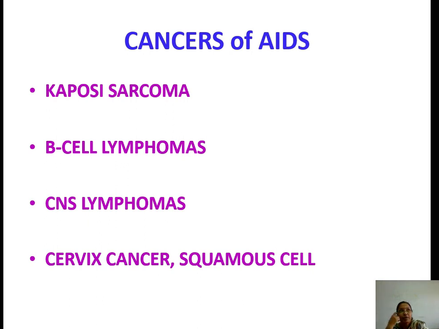Now in HIV patients, because of the immunodeficiency, there are opportunistic infections, and certain viruses will cause neoplasms in the AIDS patients. Kaposi sarcoma is caused by HHV8, human herpes virus 8. CNS lymphoma is caused by the same virus. Now B-cell lymphomas are caused by the Epstein-Barr virus. Carcinoma cervix, that is squamous cell carcinoma, is caused by the human papilloma virus, HPV.